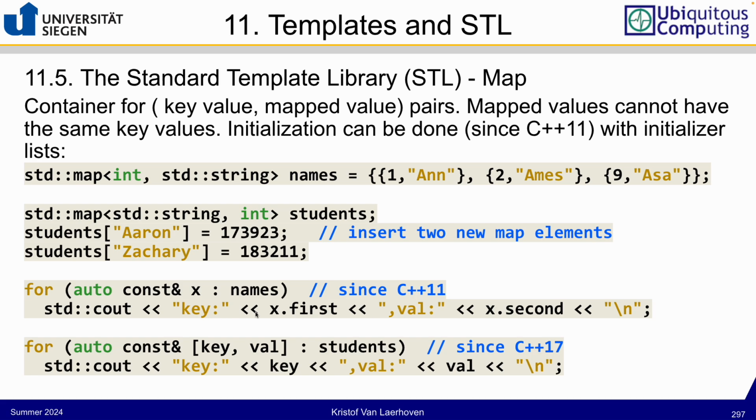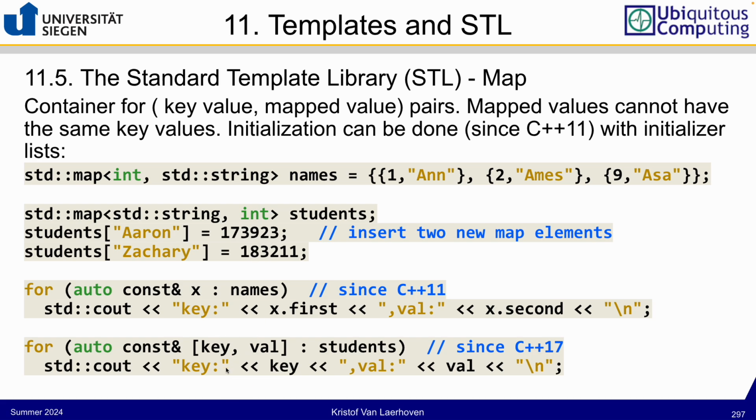However, since C++17, you can also do this, which I think is a lot nicer and more elegant to display. You can just say we have this pair key, val, so the key and the value, and we iterate over our container students and have these two immediately as our two values. So if you print out, the key in this case for our students will be the names, and the values will be the student IDs that will be printed out one after the other.